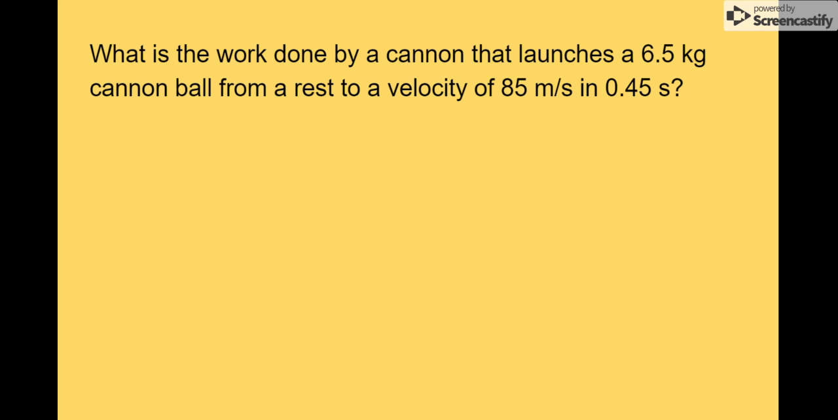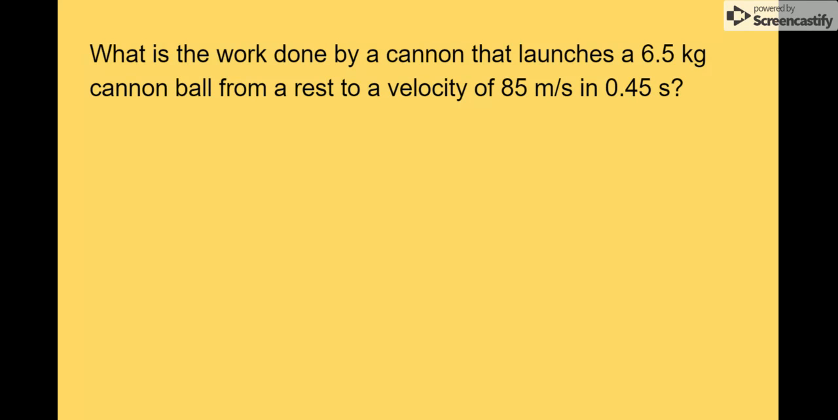So let's say an example. What is the work done on a cannonball... Oh, by a cannon. Yeah, that makes sense. What is the work done by a cannon that launches a 6.5 kilogram cannonball from rest to a velocity of 85 meters per second in 0.45 seconds? I'll give you a moment to jot that down, or at least get the relevant information. You can pause me, of course, at any time if you want.